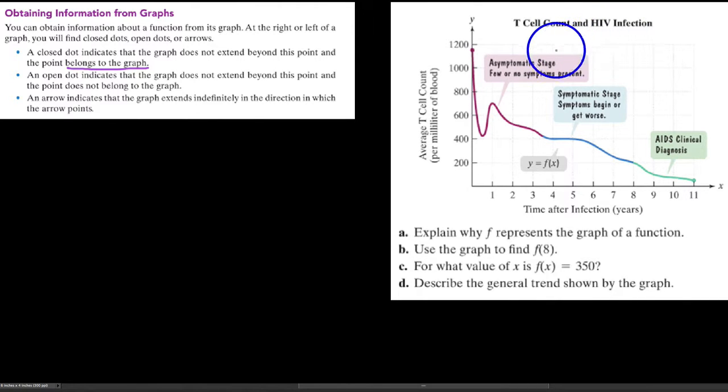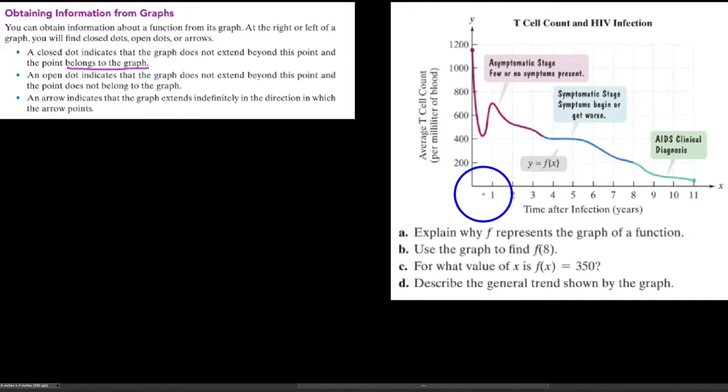We will actually stop and analyze this a little bit here, but it says the T cell count and HIV infection. So you can see that as the number of years goes by here and that this person is infected with HIV, you can see that the average T cell count per milliliter of blood drops rapidly at first and then seems to peak here. This is called the asymptotic stage, where there are few or no symptoms present, but then it just continues to diminish. We call this blue portion of the graph the symptomatic stage, where symptoms begin to get worse, and then we have the AIDS clinical diagnosis at the end here.